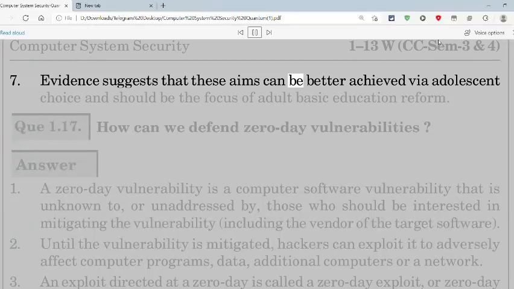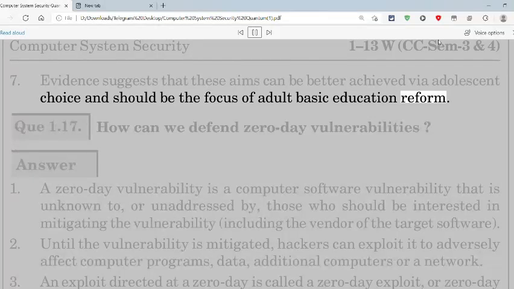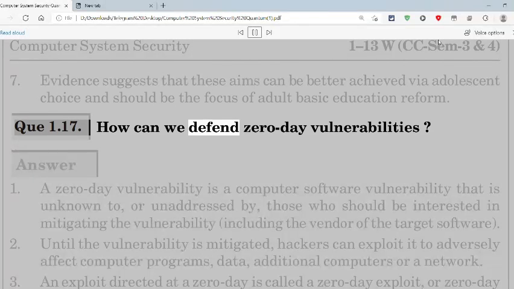Evidence suggests that these aims can be better achieved via adolescent choice and should be the focus of adult basic education reform. K1.17. How can we defend zero-day vulnerabilities?